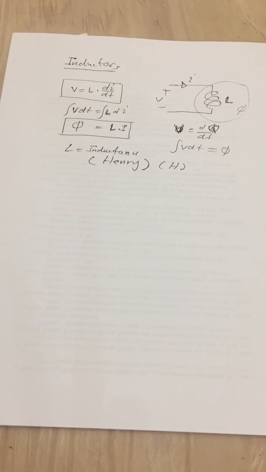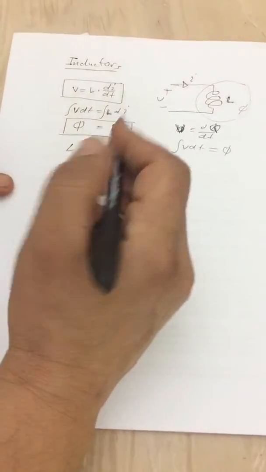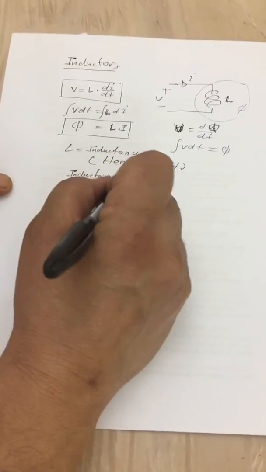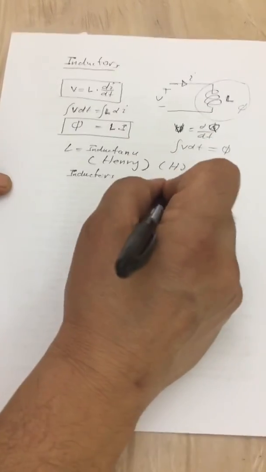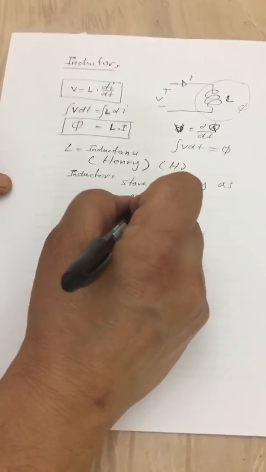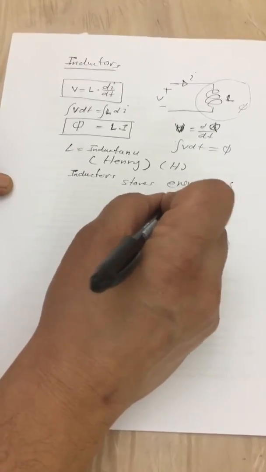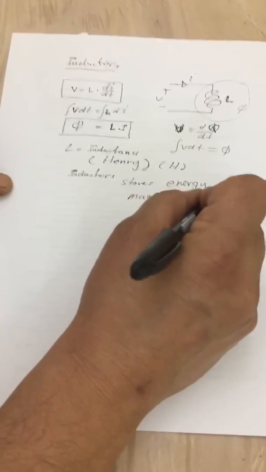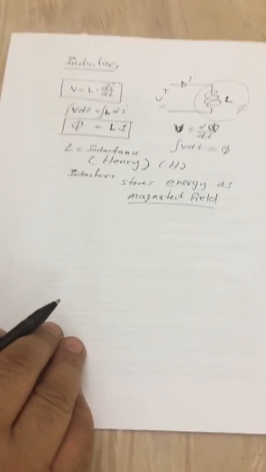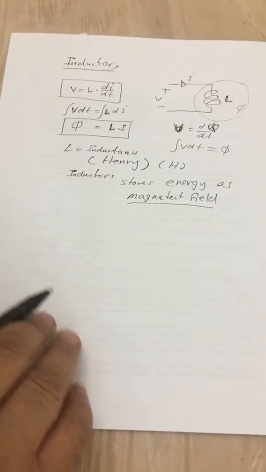Similar to the capacitors, an inductor will not dissipate energy. It will store energy, but it will store it as a magnetic field. So inductors store energy as a magnetic field. A capacitor stores energy as an electric field, while an inductor stores energy as a magnetic field.